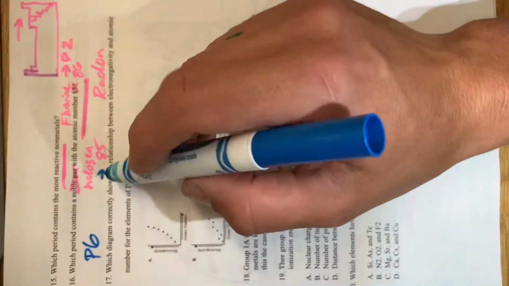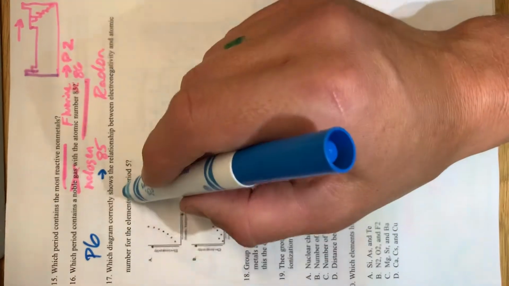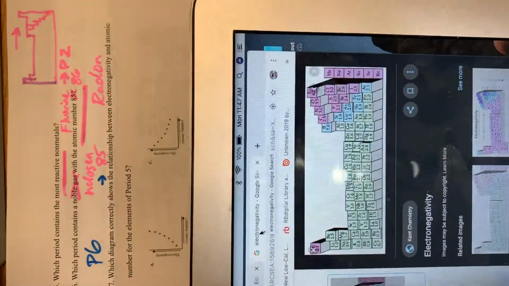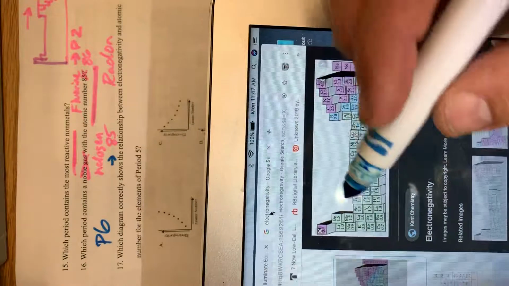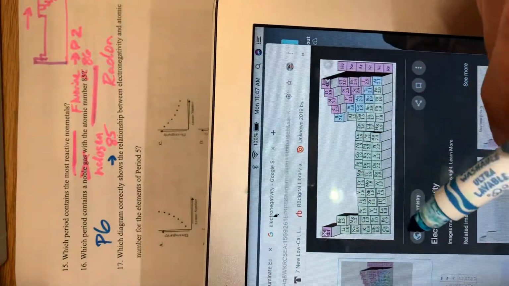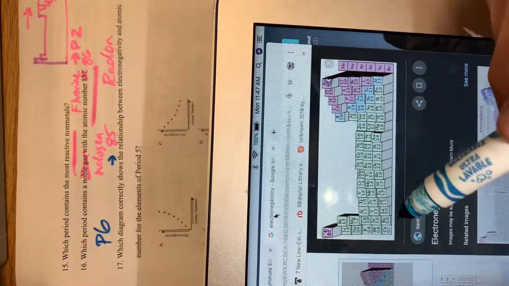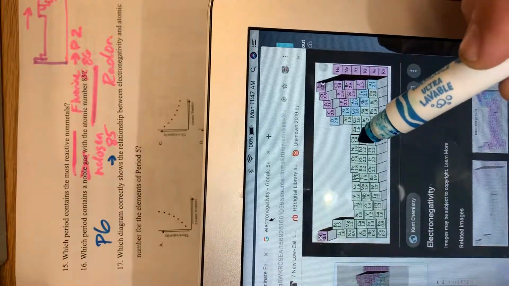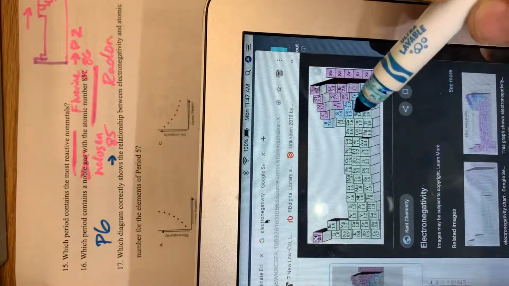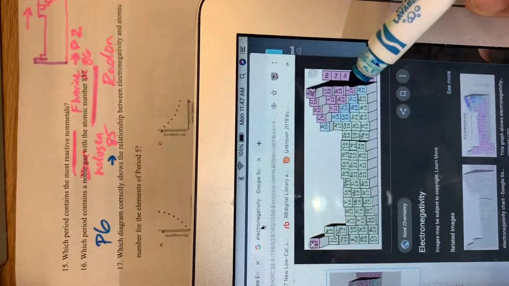17. Which diagram correctly shows the relationship between electronegativity and atomic number for the elements of period 5? Well, you'd have to look at a table of electronegativity. So what's happening in period 5? 1, 2, 3, 4, 5. Well, it's going up to 2.2, and then it goes down 1.9, 1.7, and then it goes back up again to 1.9, 2.1, 2.5.